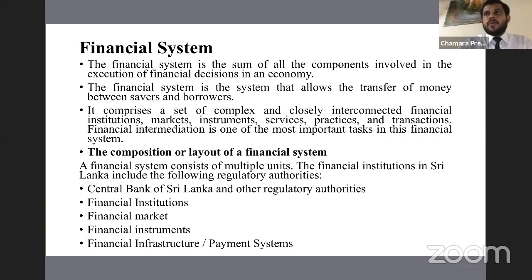Financial intermediation is one of the most important tasks in the financial system. If you look at the composition and layout of the financial system, you can see that it includes the following regulatory authorities and consists of multiple units. At the top of these institutions or authorities, the central bank is there: the Central Bank of Sri Lanka and other regulatory authorities, and financial institutions, financial markets, financial instruments, and also the financial infrastructure and payment systems, right?